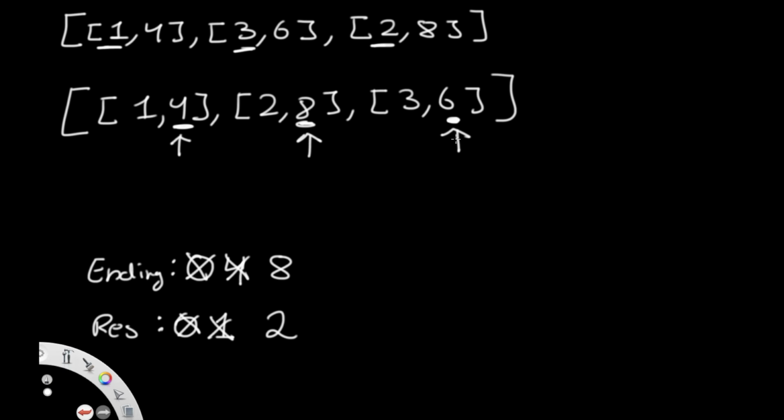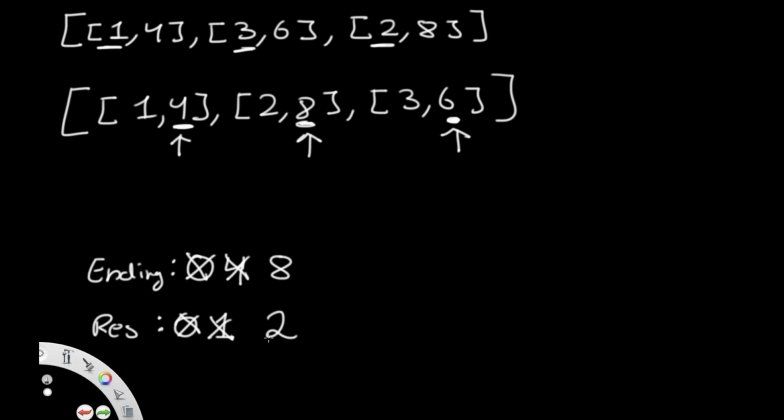We have 3 comma 6, and over here the number 6 is less than our current ending. What that's telling us is this interval 3 comma 6 lies inside of our previous intervals. It makes sense since 3 is greater than 2 and 6 is less than 8. So we're not going to account for this in our final result. In other words, this is getting cancelled, so let's get rid of that. Our ending stays the same and our result stays the same. Since we reach the end, we return the value 2, since that is going to be our answer.